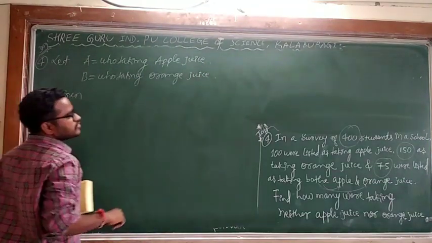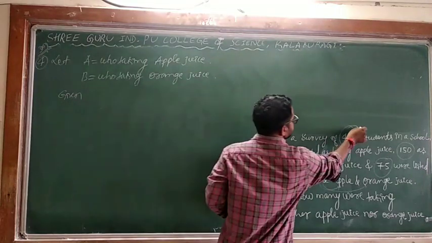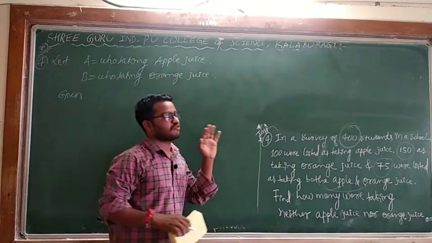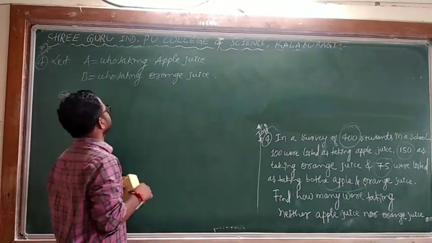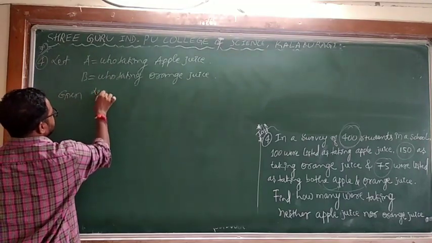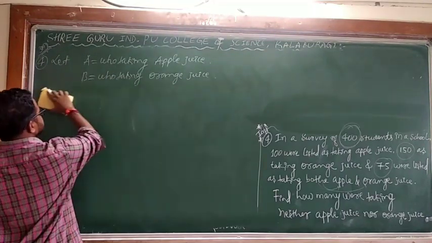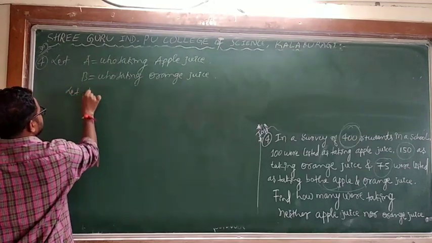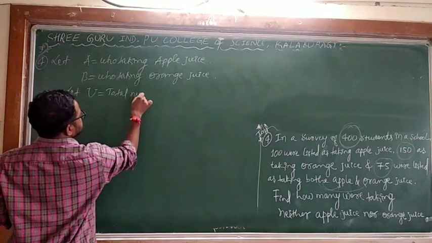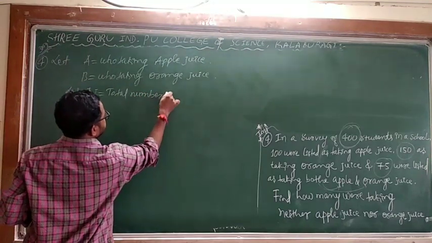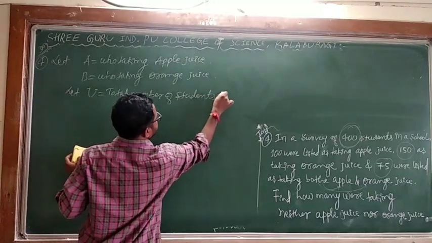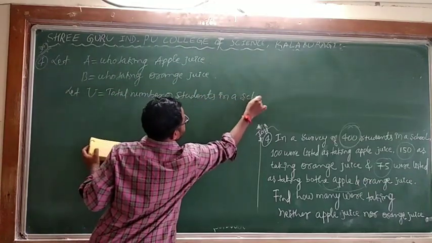What is given? There are 400 students. There are 400 students means, in the case of the school, the total number of students. Let capital U be the total number of students in a school.